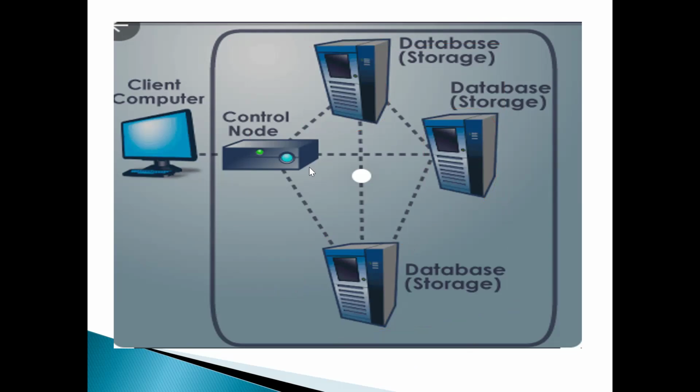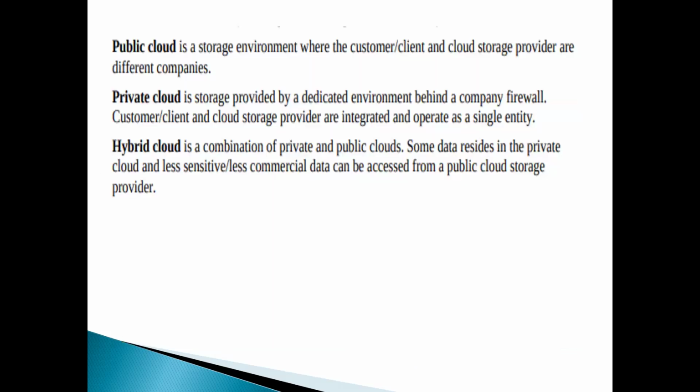Got the idea? Now you will have two types of cloud storage. One is public cloud. Google Drive is an example of public cloud. If you make an email account, then you will have such kind of access. Public cloud is a storage environment where the customer or client and the cloud storage provider are different companies. You can have Google Cloud, Dropbox, iCloud. This is publicly available everywhere.